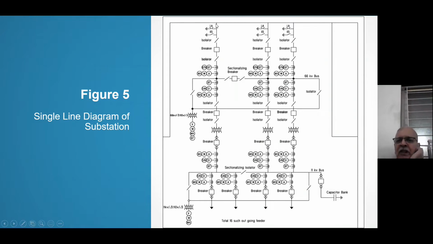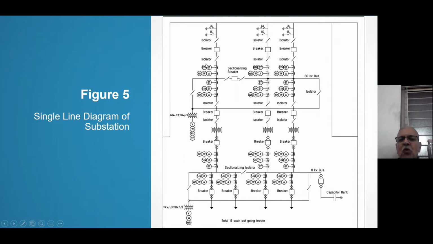I am coming from incomer 1. Similarly, all incomers. Lightning arrestor, earthing switch, isolator, breaker, isolator. Here I have not written the short specification. It is usual practice to write the short specification also. Then CT. I have shown two cores. CT primary is one, but CT secondary has two cores.